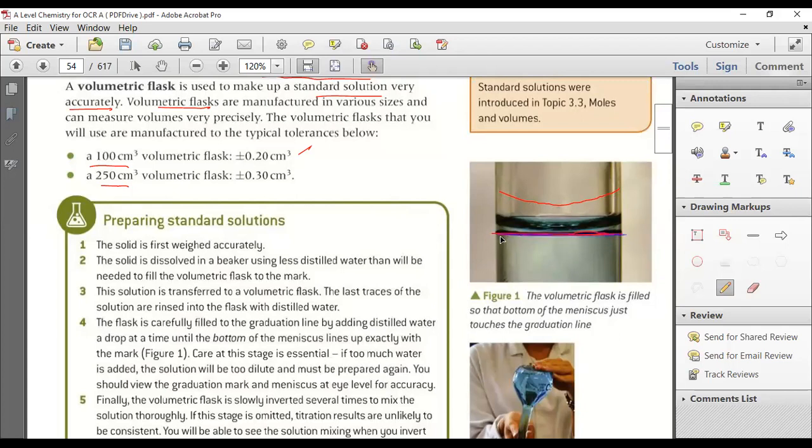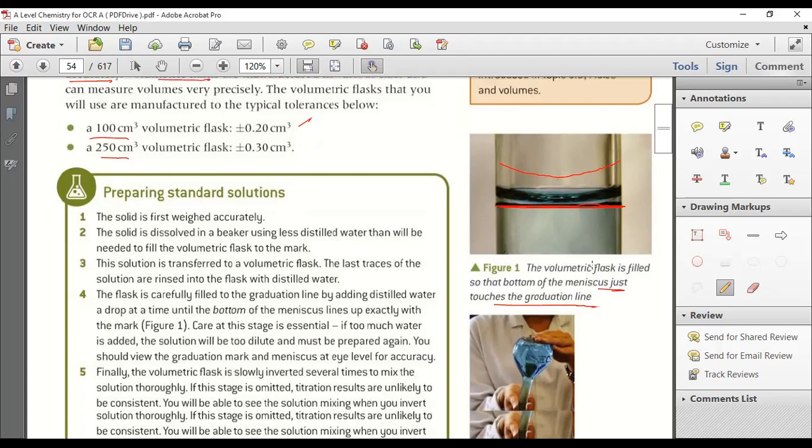It should not be like this. It should be like this. If you see this, this is the meniscus part. So the volumetric flask is filled so that the bottom of the meniscus just touches the graduation line. Graduation line is this marking.